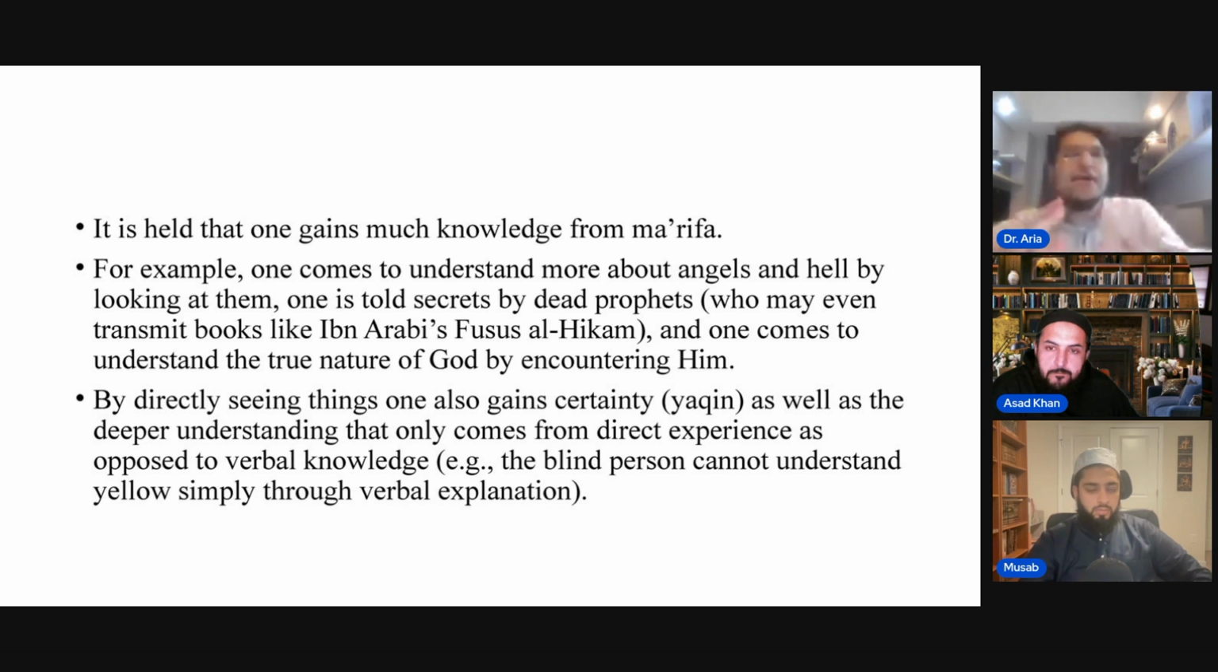So for instance, imagine that you have a blind person and you're trying to explain yellow, the concept of yellow, to them. You try and explain it in words, but ultimately someone cannot understand the reality of yellow until they see yellow. Similarly, you can read the Quran. The Quran can mention angels and God and everything else, but maybe they're mere words to you unless you see it.